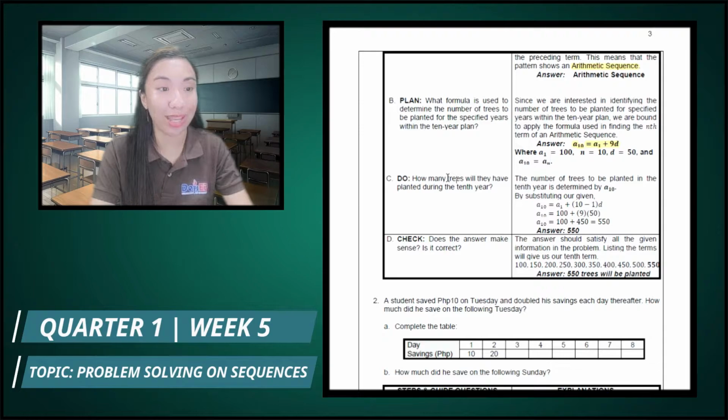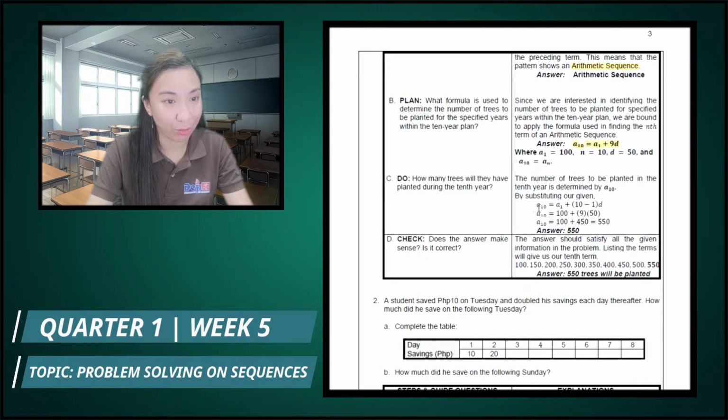How many trees will they have planted during the 10th year? In this step now, you are going to operate. So, you are going to substitute the values and then solve. The number of trees to be planted in the 10th year is determined by a sub 10 because you're looking for the 10th term. By substituting our given, we have a sub 10 is equal to a sub 1 plus the quantity of 10 minus 1 times d.